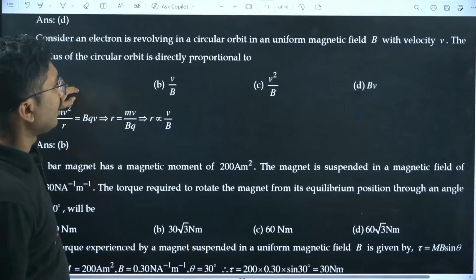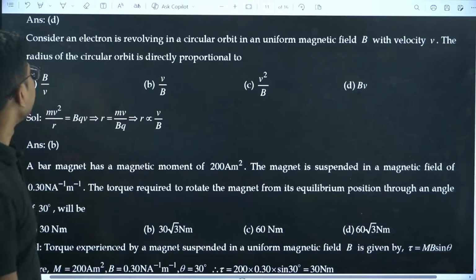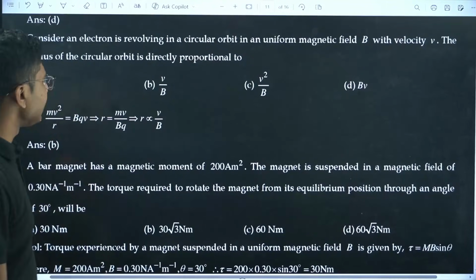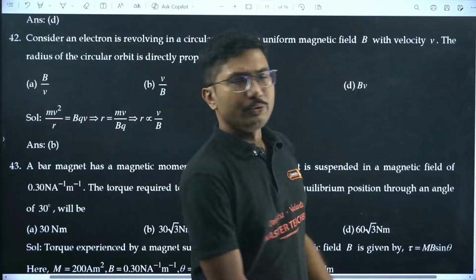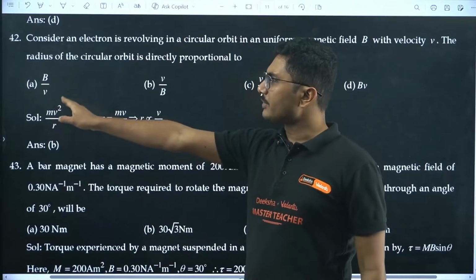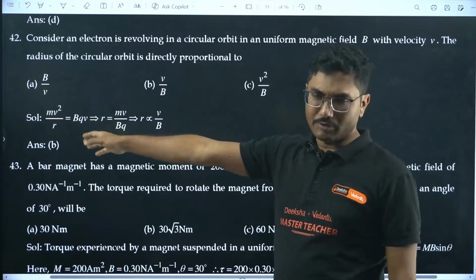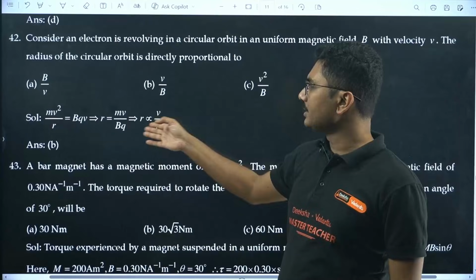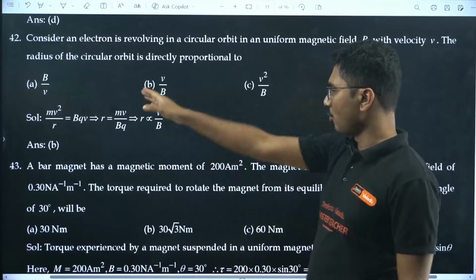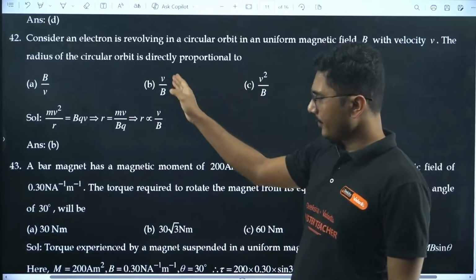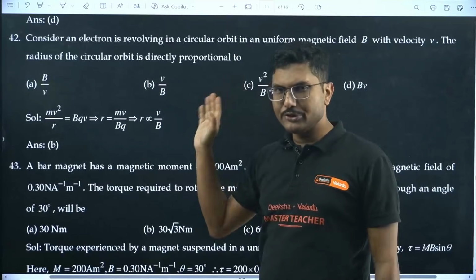Okay, with velocity v, the radius of the circular orbit is directly proportional to what? You know that the centripetal force mv square by r is equal to bqv, obviously from Lorentz force, and radius is proportional to v by b. So on the given option, after simplifying it, you need to check the given option.